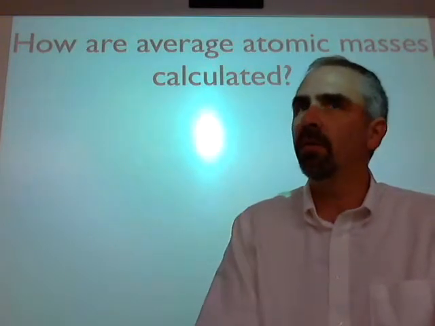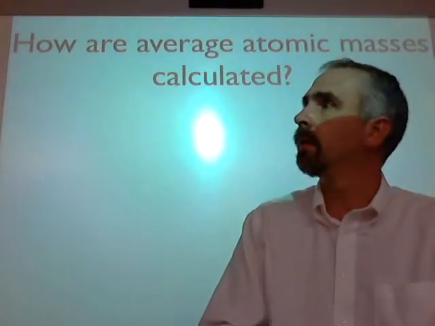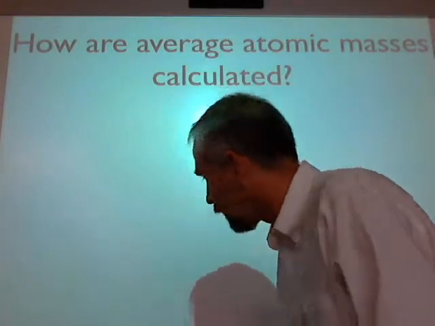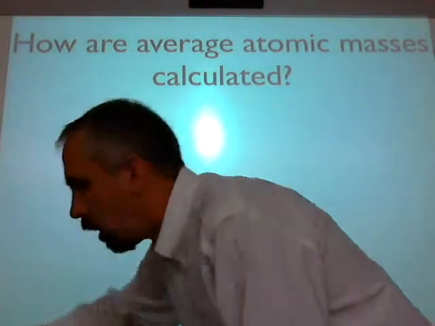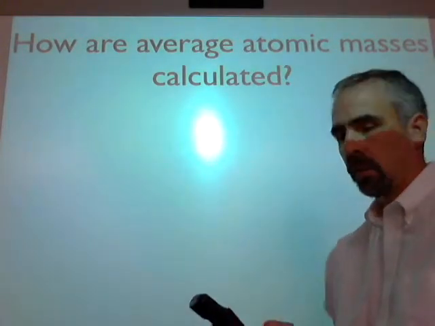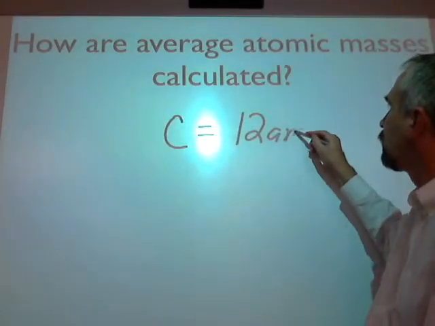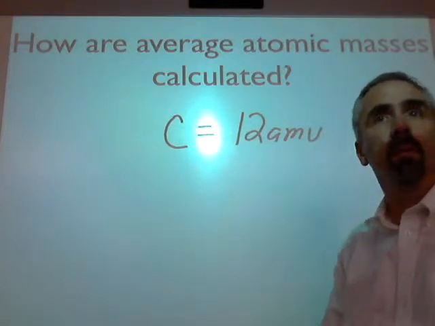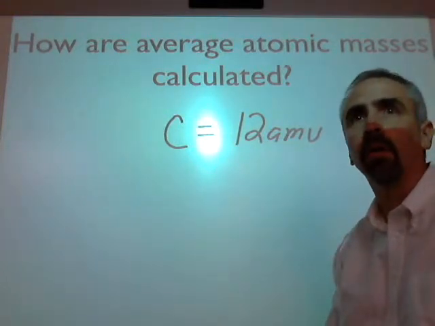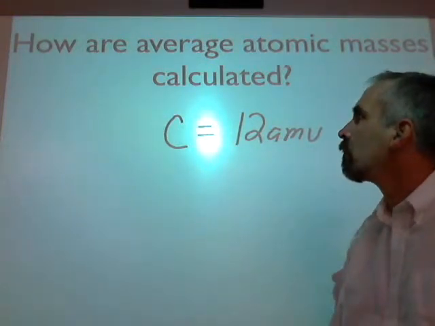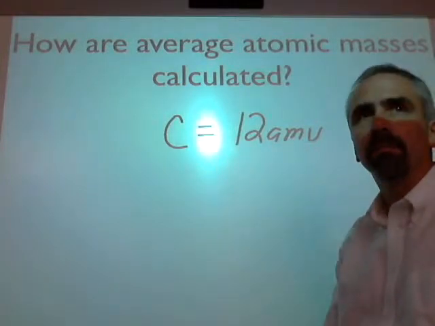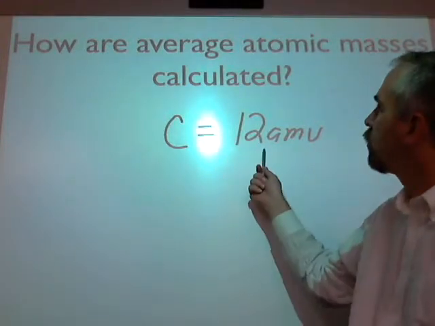But there's something you should have noticed about that. Maybe you did. Maybe you didn't. I told you at that time that carbon was our standard. So carbon, I told you, was defined to be exactly 12 atomic mass units. Remember? You don't have to write this down. We already talked about this. But there's a problem with that. Carbon's supposed to be 12 atomic mass units.